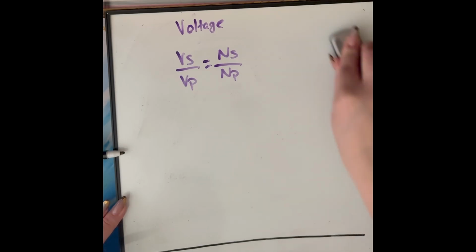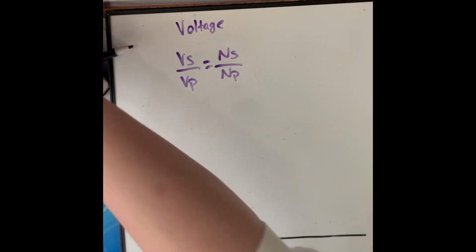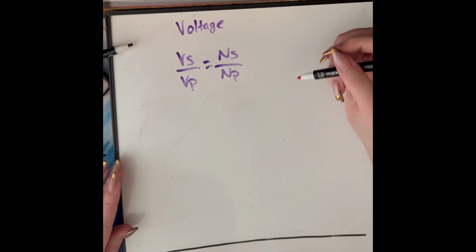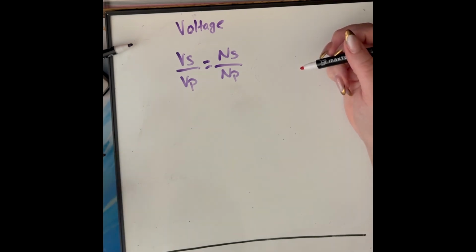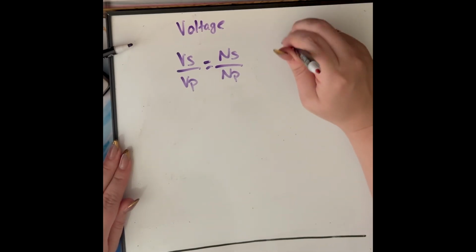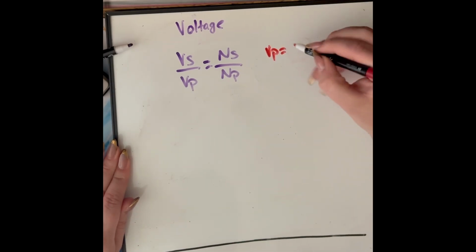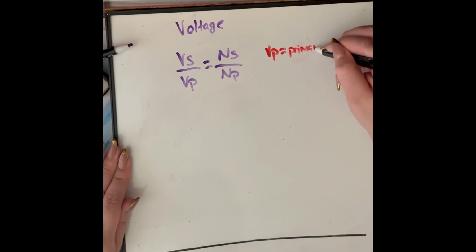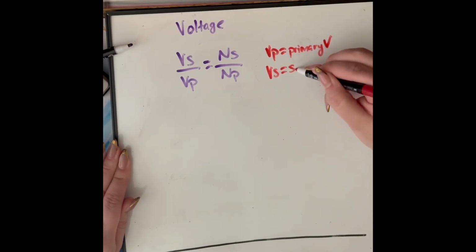I'm going to use this one right here. Now, in your PowerPoint, it says that your P stands for applied voltage, but I like to call it your primary voltage. So Vp, I'll bring this over a little bit closer to make sure I have enough room to write. Vp is our primary, because it's going to be on our primary side. Our Vs is secondary. It'll be on our secondary side.